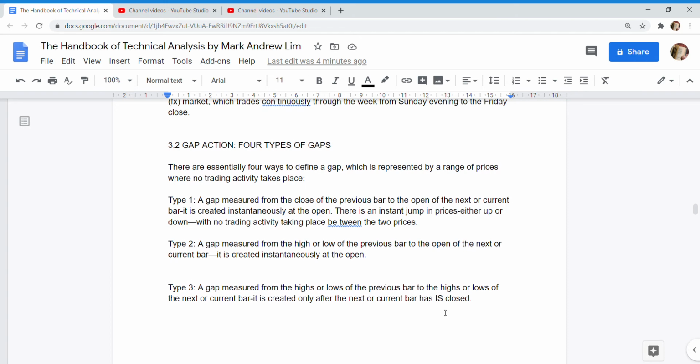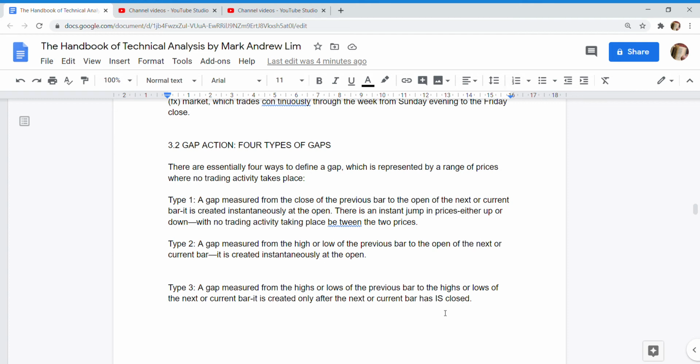3.2 Gap action. Four types of gaps. There are essentially 4 ways to define a gap, which is represented by a range of prices where no trading activity takes place. Type 1, a gap measured from the close of the previous bar to the open of the next or current bar. It is created instantaneously at the open. There is an instant jump in prices either up or down, with no trading activity taking place between the two prices. Type 2, a gap measured from the high or low of the previous bar to the open of the next or current bar. It is created instantaneously at the open.